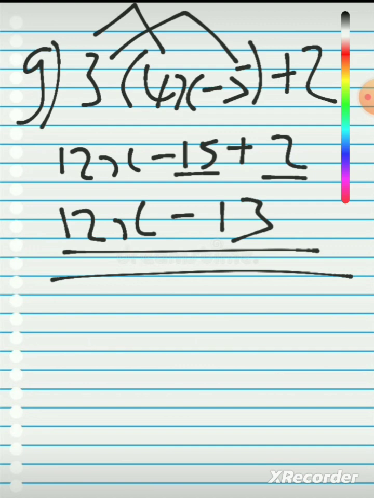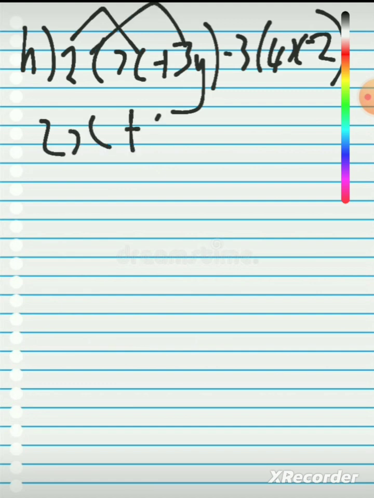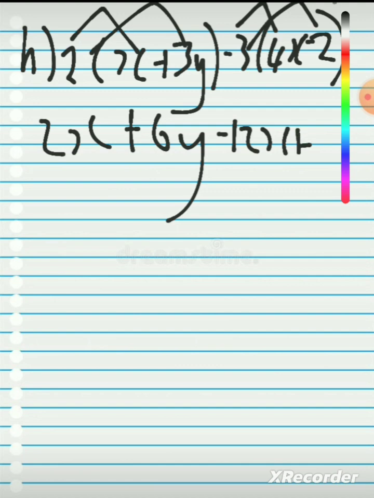We got to the last question, question 1, which is H. So H is 2(x plus 3y) minus 3(4x minus 2). So we expand so that we get rid of the brackets. 2 times x, 2x. 2 times 3y, it's 6y. Negative 3 times 4x, negative 12x. Negative 3 times negative 2, it's going to be plus 6.